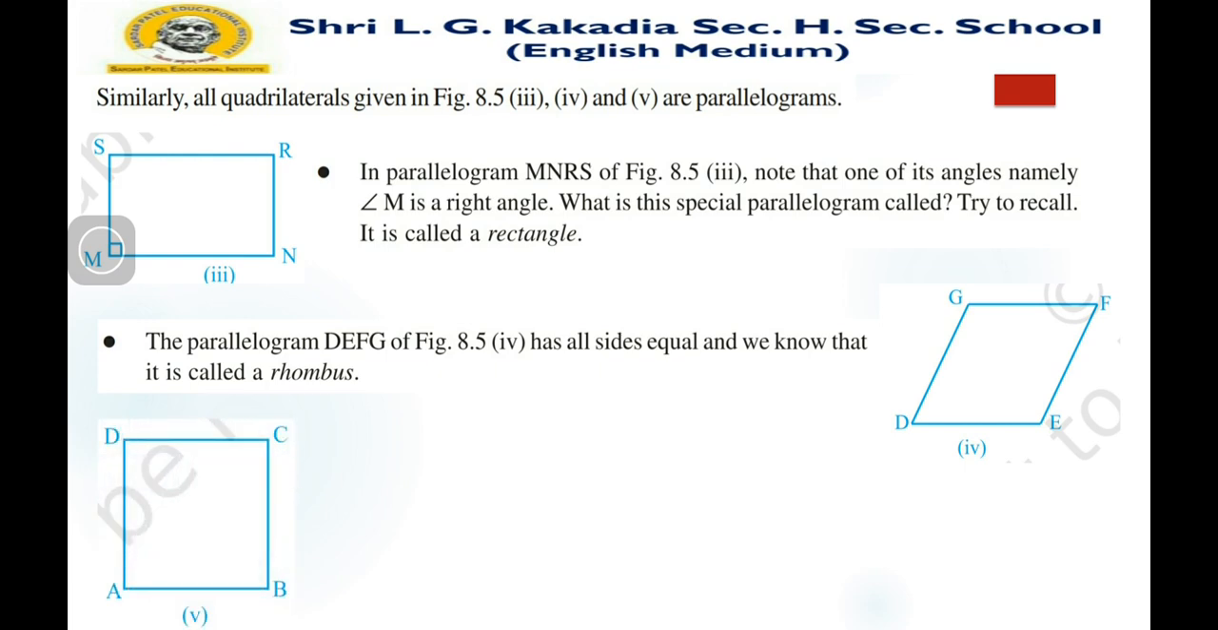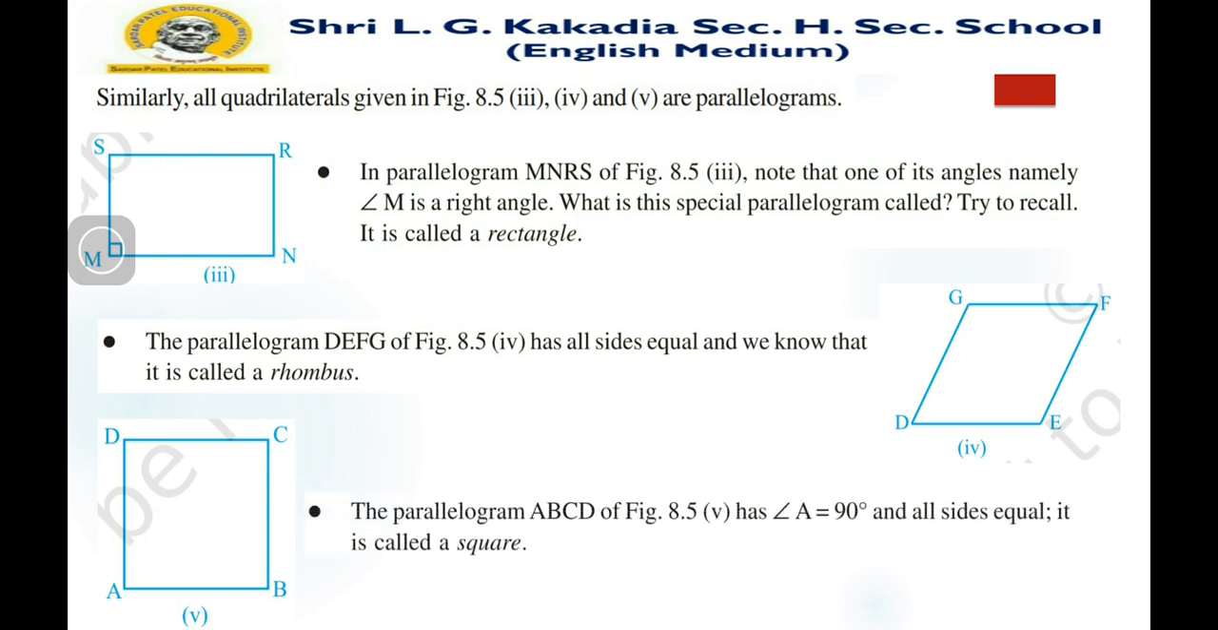Here was one figure, that fifth figure. Here you can see that it is a rectangle, but all sides are equal. The parallelogram ABCD of figure 8.5, that is 5, has angle A of 90 degrees and all sides equal. It is known as a square. It is called a square. So now we are going to discuss such figures.